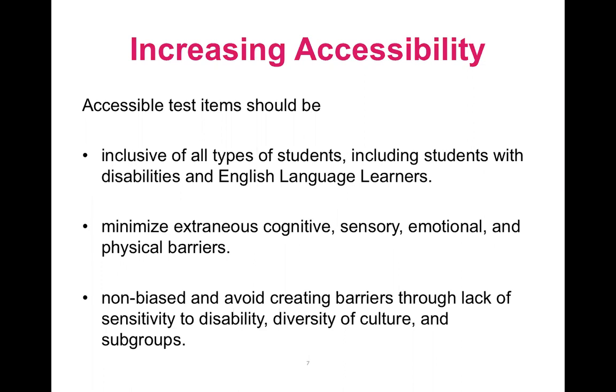So we need to avoid any information that could pose a problem to students with different skills and characteristics, right? Whether it's cognitive, sensory, emotional, or physical. Test questions have to be non-biased and avoid creating barriers through lack of sensitivity to disability, diversity of culture, and subgroups.